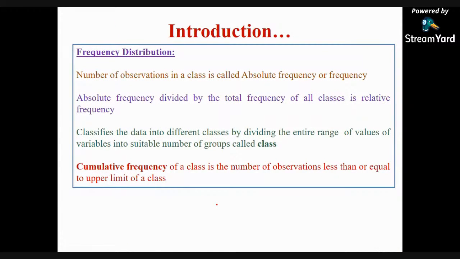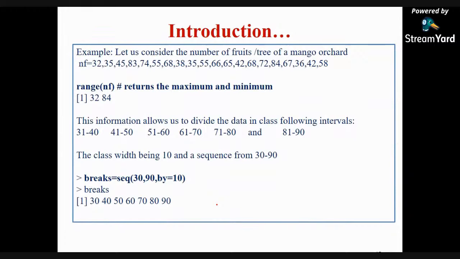The number of observations in a particular class is called the absolute frequency, or in general terms the frequency. When the frequency is divided by the total frequency, it is called the relative frequency for that particular class, which we have discussed earlier. Now the new terminology here is the cumulative frequency of a class, which means the number of observations less than or equal to the upper limit of a particular class. In further slides, it will be more clear to you.